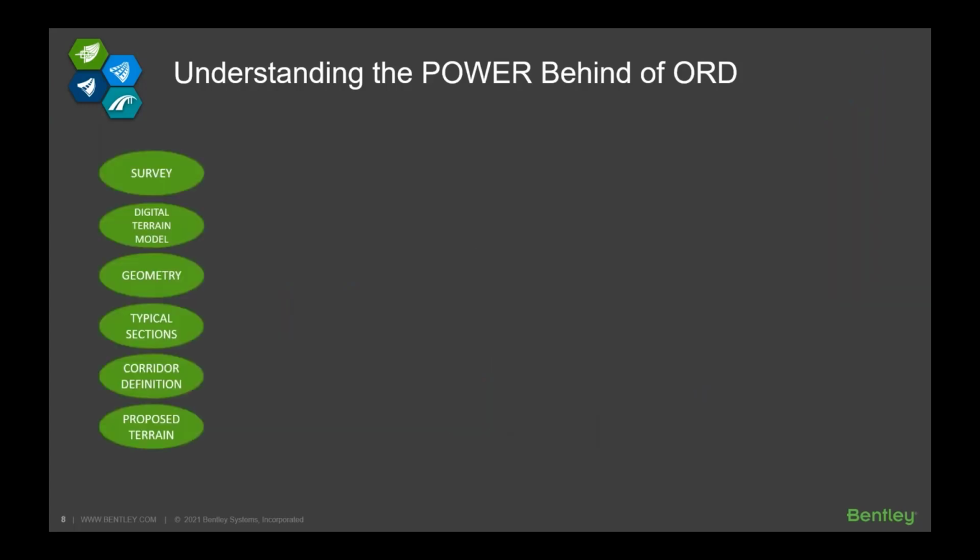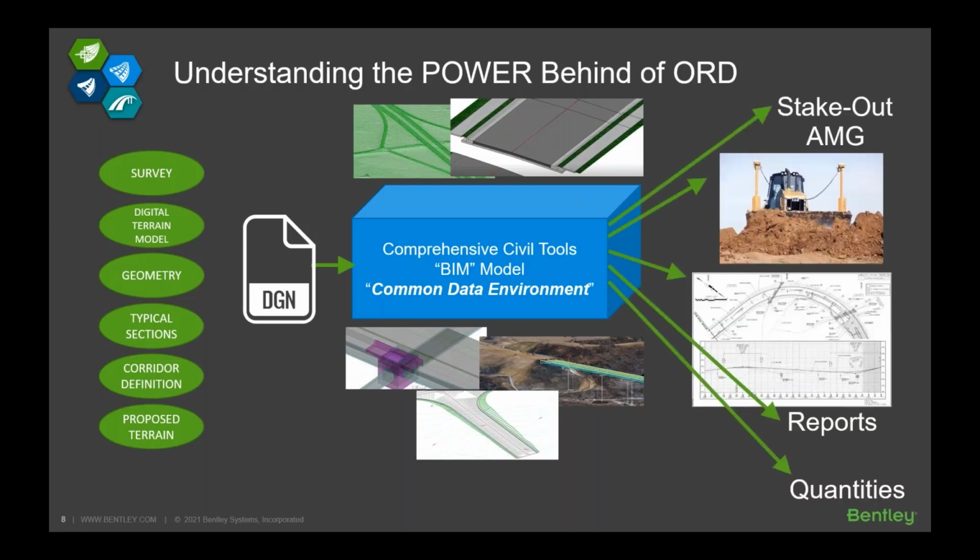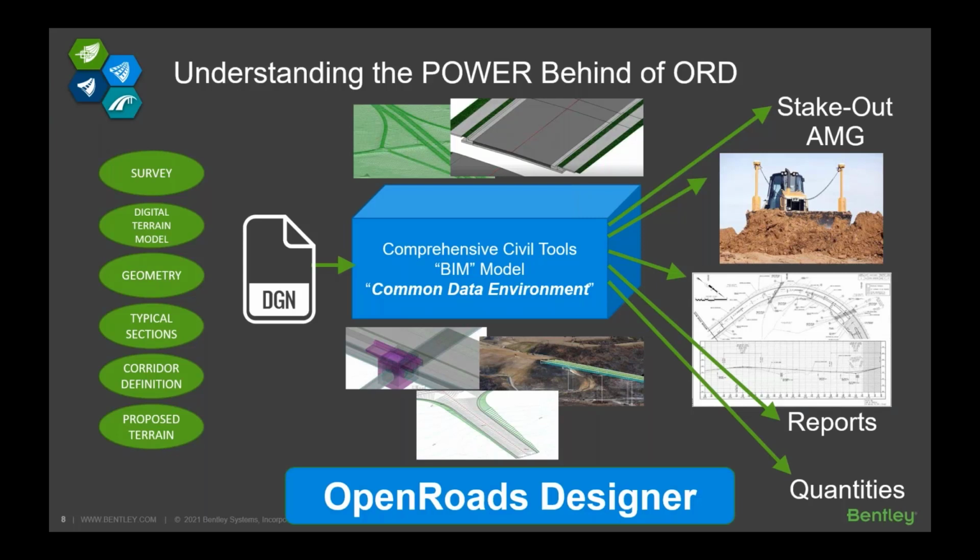So that's one point. To further that, we know that in any civil infrastructure project, you are dealing with different formats coming from a survey, digital terrain model, geometries or alignments, cross sections, corridor definitions, and proposed terrains. Now with OpenRoads Designer, all these data can be saved in a DGN file, allowing you to leverage the comprehensive civil tools of ORD and deliver a BIM model, which is basically common data in DGN. That allows you to output your design, models, or other deliverables like reports, quantities, sheets, or even your construction stakeout formats, only by using OpenRoads Designer.